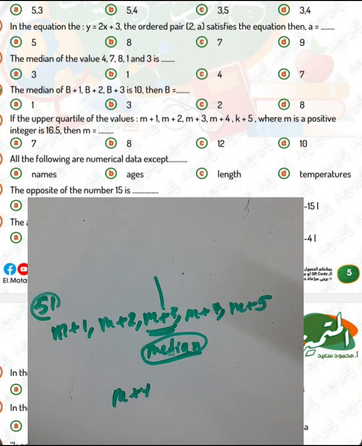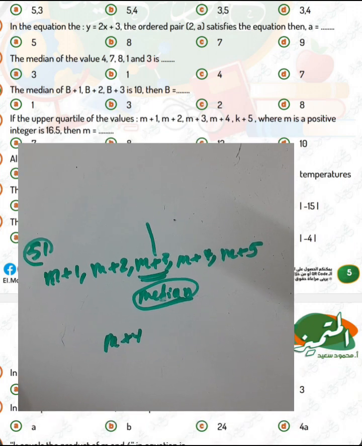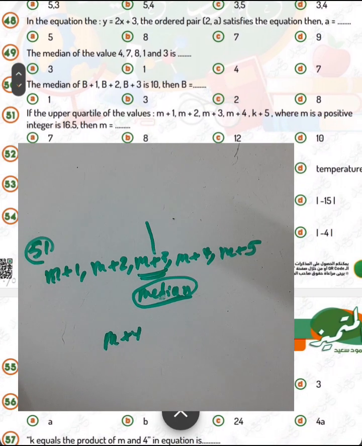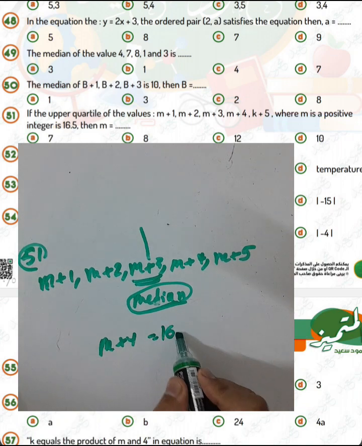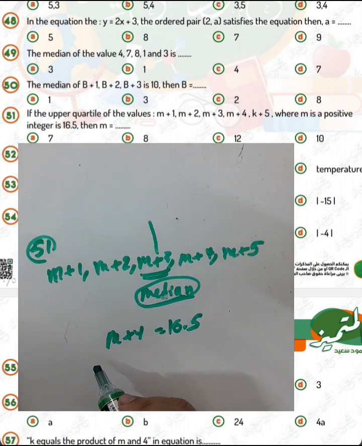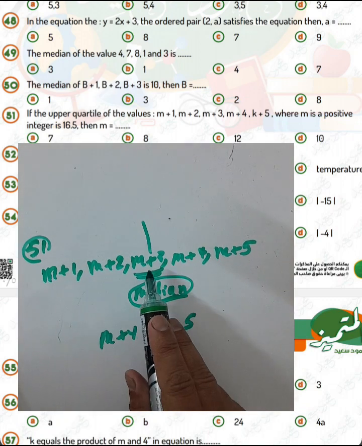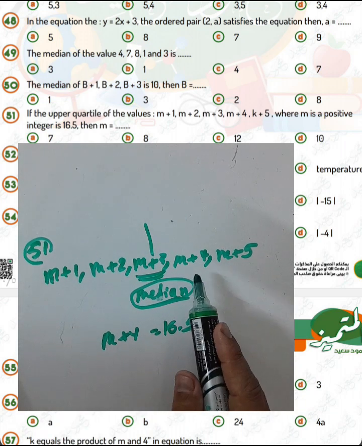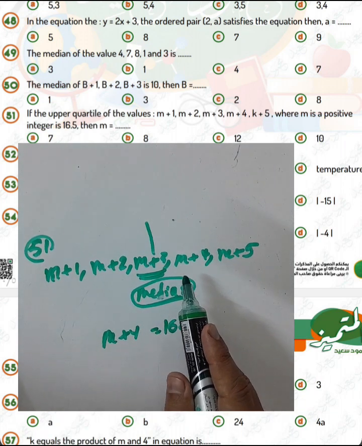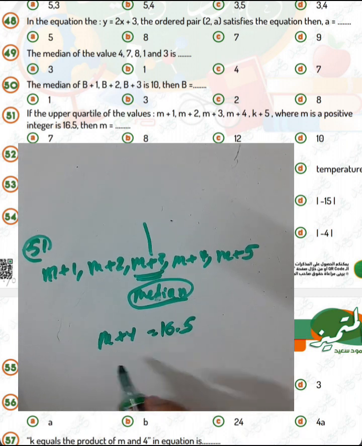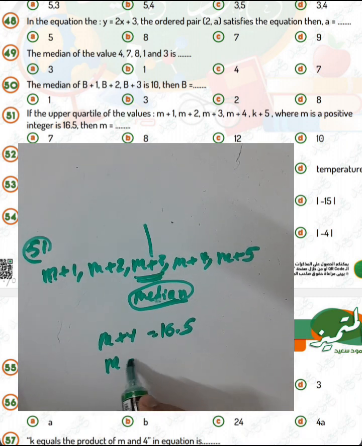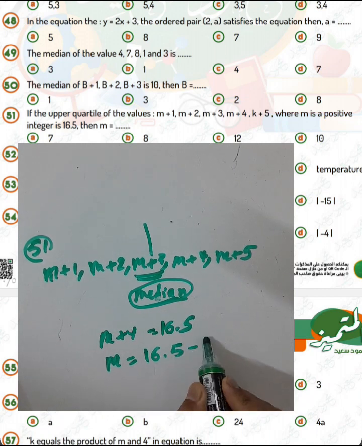Then m plus 4 equals 16.5. We have again m plus 1, m plus 2, m plus 3, m plus 4, m plus 5. It tells us m is a positive integer. Then m plus 4 equals 16.5. Then m will be 16.5 subtracted by 4.